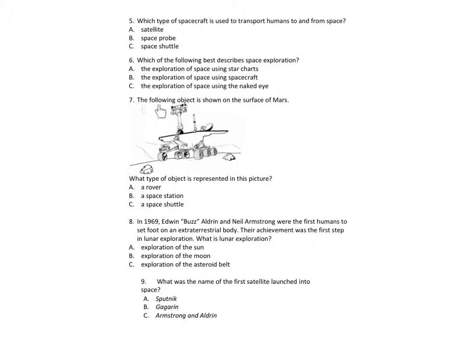Number 7. The following object is shown on the surface of Mars. What type of object is represented in this picture? A. A rover. B. A space station. C. A space shuttle.